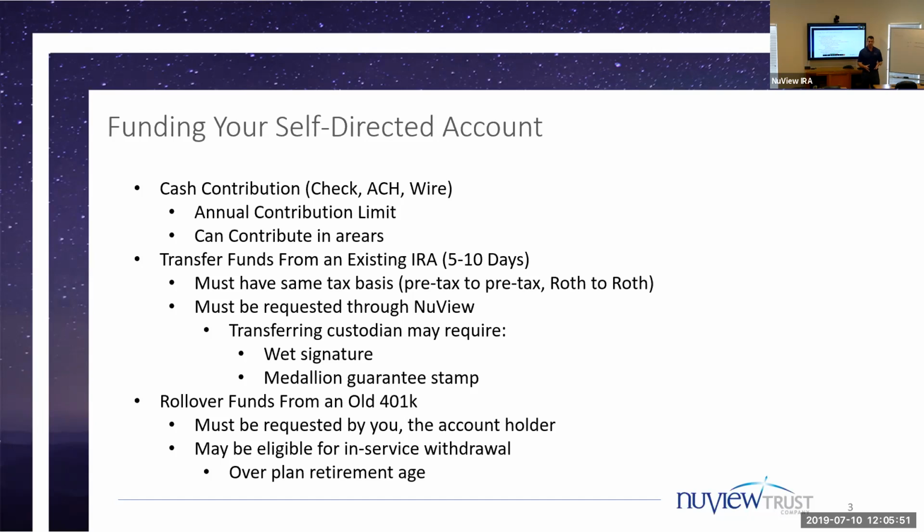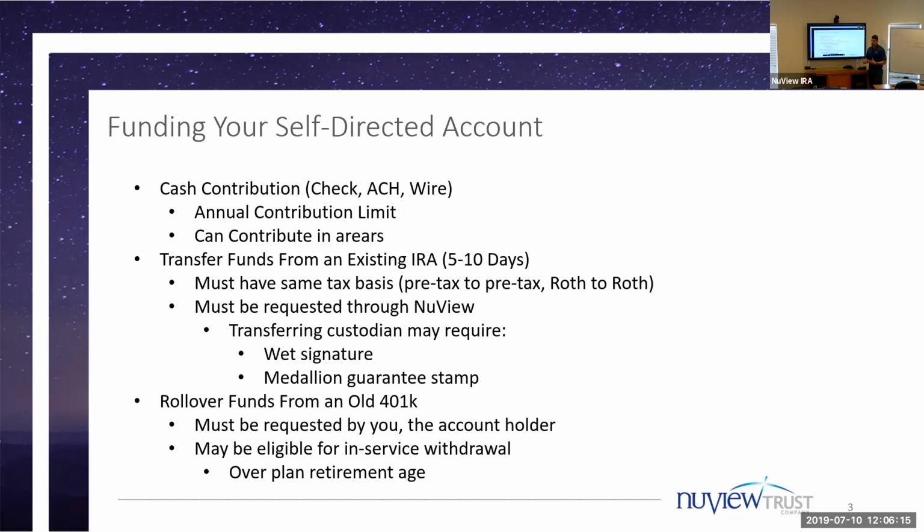So funding the account really comes in three different approaches, right? At a top level, there are three ways to get money into your IRA account. Option number one is a cash contribution. Option number two is transferring money from an existing IRA. And option number three is rolling over funds from an old 401k or other qualified retirement plan. And we'll talk a little bit about each of those.